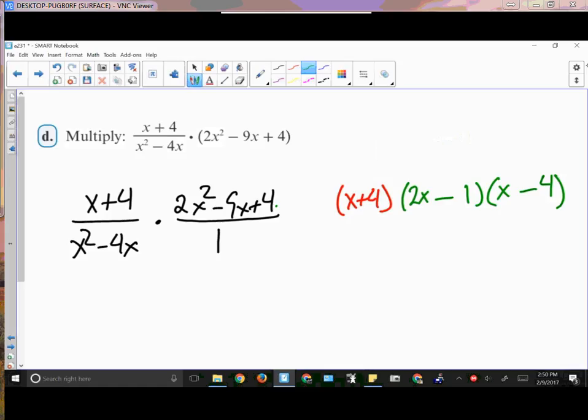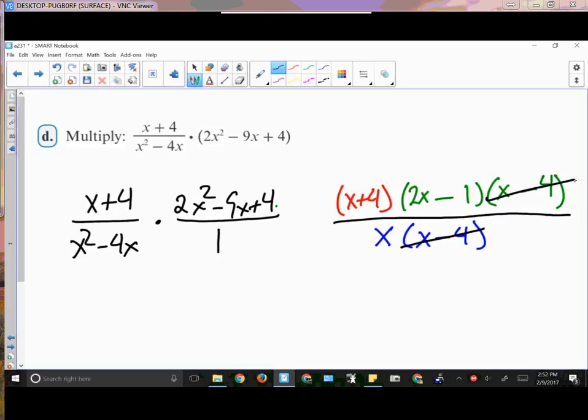Otherwise, okay. What about on the bottom? Is x squared minus 4x factorable? And the answer is yes. What can I factor out there? Well, I can factor out an x, and I am left with x minus 4. Okay. So, is there anything I can cancel? Here we go. So, I'm going to cancel here and cancel here, because those are the same, right?